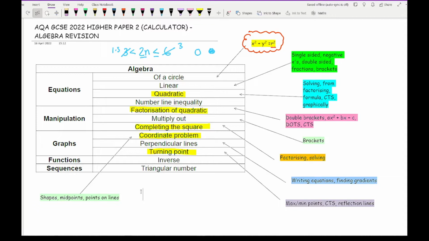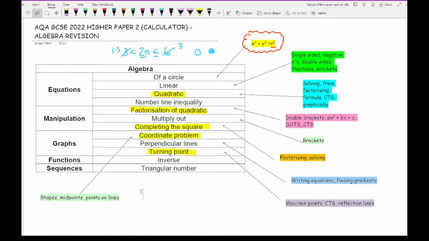Turning points, again, heavily linked with completing the square, and with this being on the revision list, I would say it's definitely going to be linked to the completing the square diagram. In terms of that, you want to be able to recognize the turning point when you have factorized it into completing the square format.